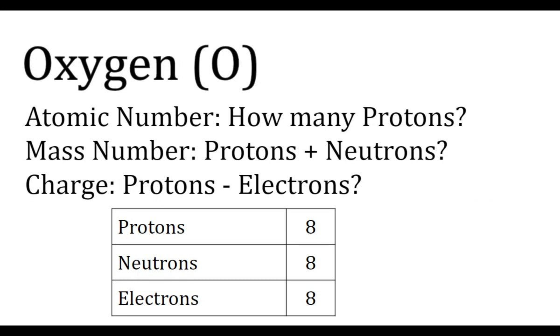How many protons, or what's the atomic number, mass number, and charge for this oxygen atom? Okay, good. You should hopefully have figured this out by now. It would be 8, 16, and 0, right? Atomic number is 8, mass number is 16, charge is 0.